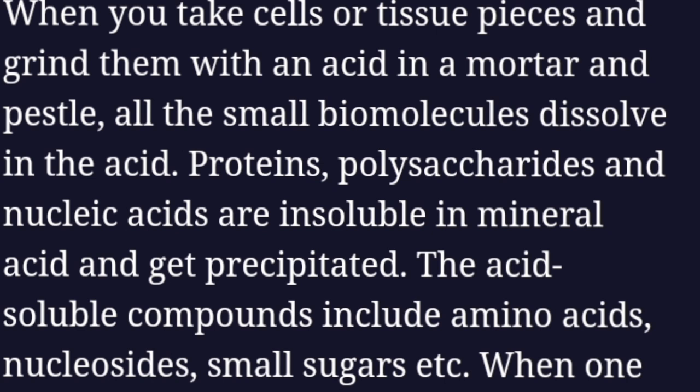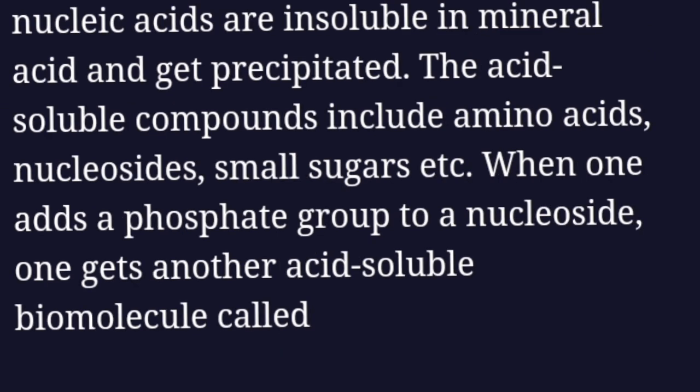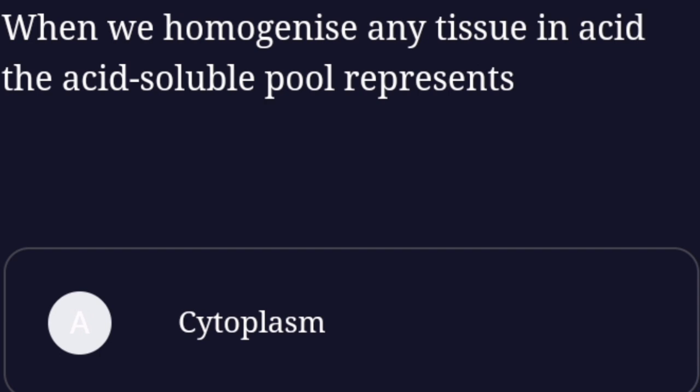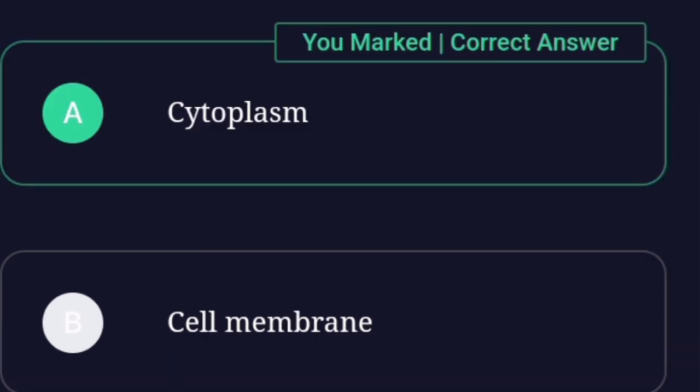the small biomolecules dissolve in the acid. Proteins, polysaccharides and nucleic acids are insoluble in mineral acid and get precipitated. The acid-soluble compounds include amino acids, nucleosides, small sugars, etc. When one adds a phosphate group to a nucleoside, one gets another acid-soluble biomolecule called nucleotide. When we homogenize any tissue in acid, the acid-soluble pool represents cytoplasm.